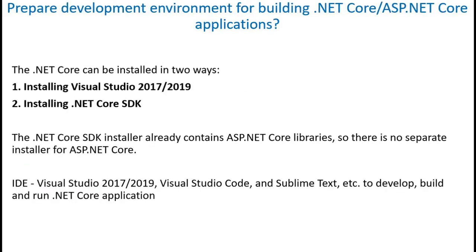.NET Core can be installed in two ways. First, by installing Visual Studio 2017 or 2019, and second, by installing the .NET Core SDK. The .NET Core SDK installer already contains the ASP.NET Core libraries, so there is no separate installer for ASP.NET Core. You can use your favorite IDE, such as Visual Studio 2017-2019, Visual Studio Code and Sublime Text, etc., to develop, build and run .NET Core applications.